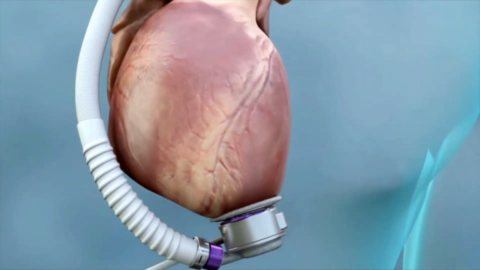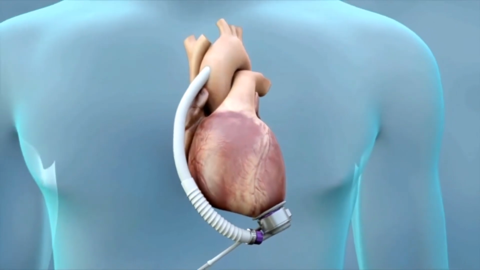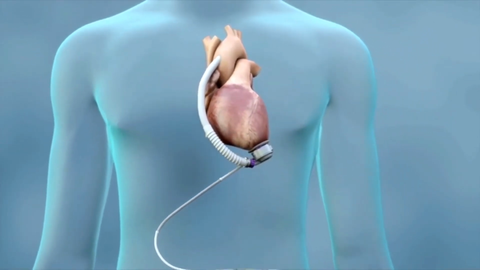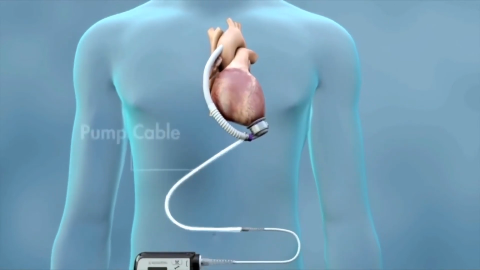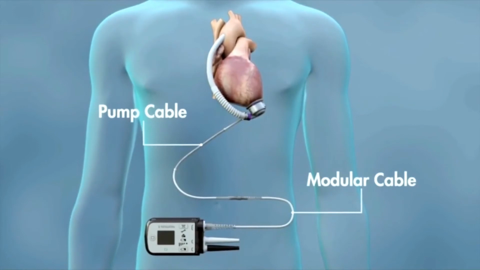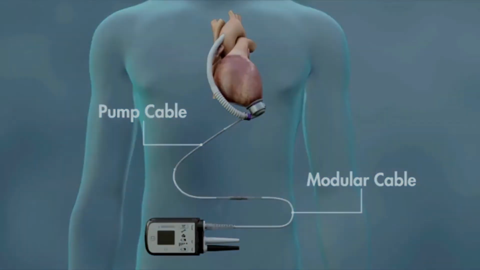To power the pump, a tube called the driveline passes from the LVAD through the skin in your abdomen. The driveline consists of two cables, the pump cable and the modular cable. One end of the pump cable is connected to the pump, the other end exits your body. The modular cable connects to the pump cable at the modular inline connector, and the other end connects to the system controller.